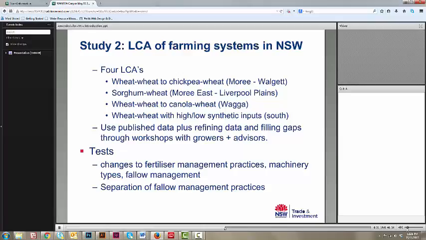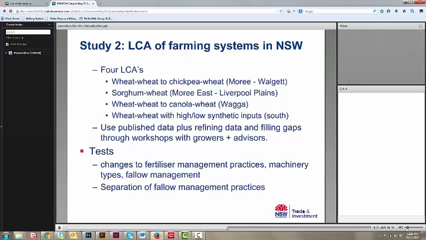And once again, they used primarily gross margins from New South Wales DPI as input data, but an important part of the process was also going and doing workshops with farmers, running things by farmers and actually getting some data from farmers to make sure that what we were doing reflected what was happening in the field.